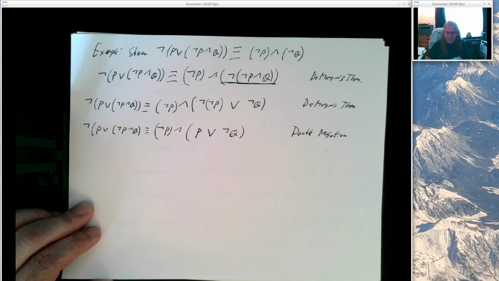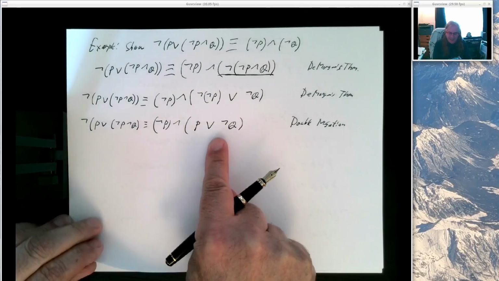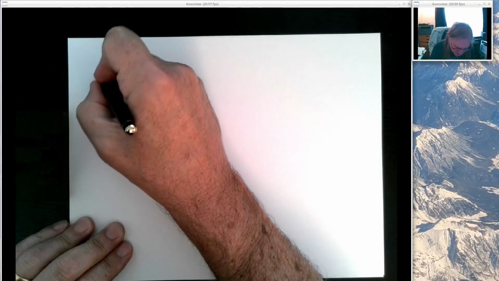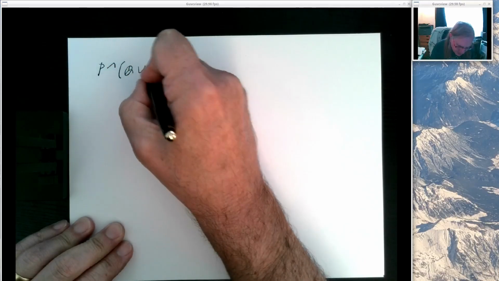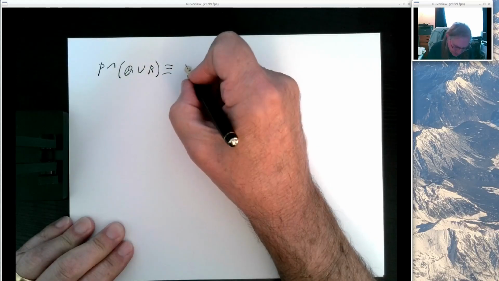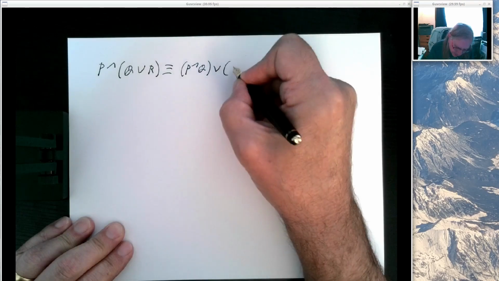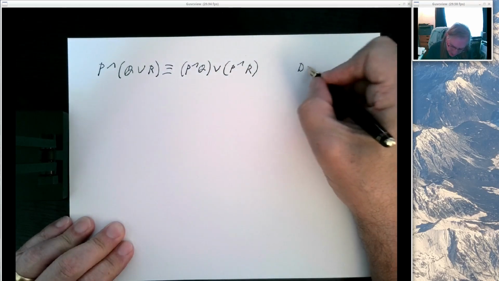Alright, and we're just going to keep going like this. Here I have an AND and here I have an OR. So let me give you another identity. P and (Q or R) is logically equivalent to (P and Q) ORed with (P and R). This is called distribution.